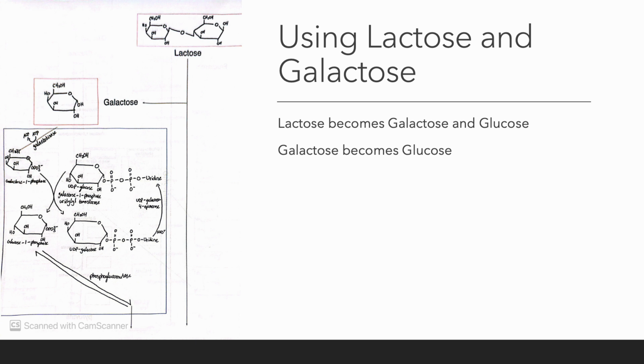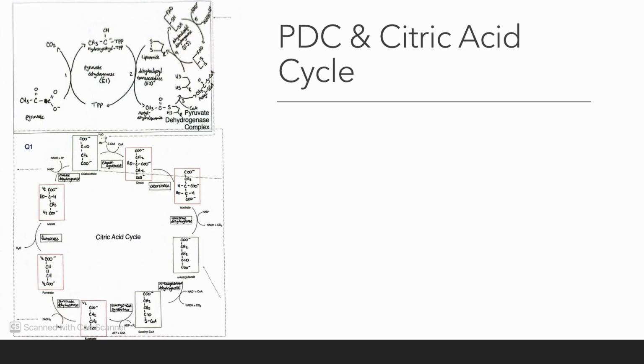So lactose and galactose can also be used as a starting material. So lactose gets broken down into galactose and glucose, and the glucose goes straight to glycolysis, and galactose, through a series of reactions, eventually does become glucose, which then goes to glycolysis.